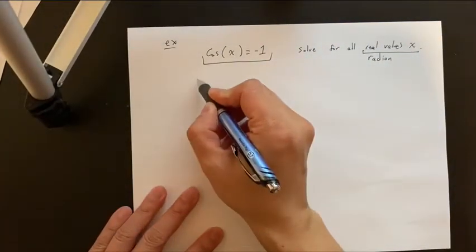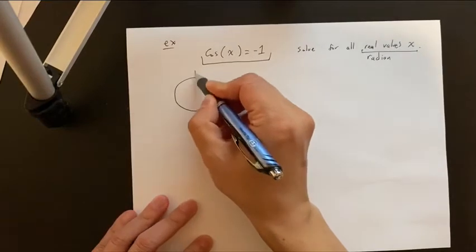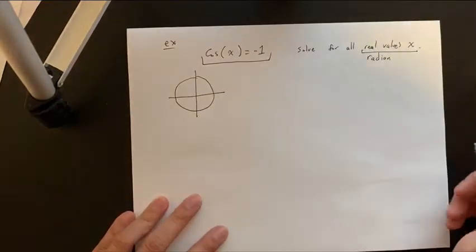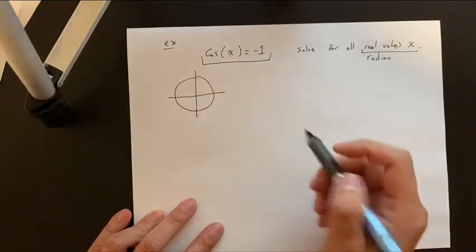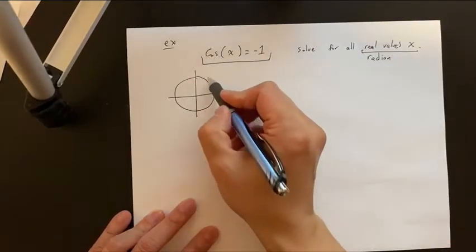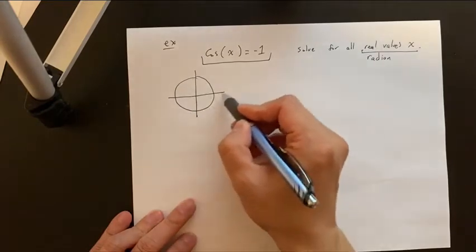So -1 is a nice value. I'm going to look on the unit circle. I'm looking for cosine values being -1. Cosine gives me back the x coordinate on this unit circle.